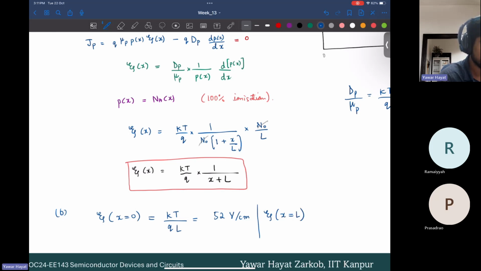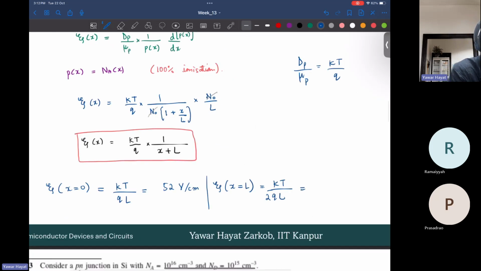This would be kT by Q. Do you agree? Yeah, half of the previous value. And since the previous value was 52, what is half of that? 26, right? So this would be your 26 volts per centimeter. Fine.